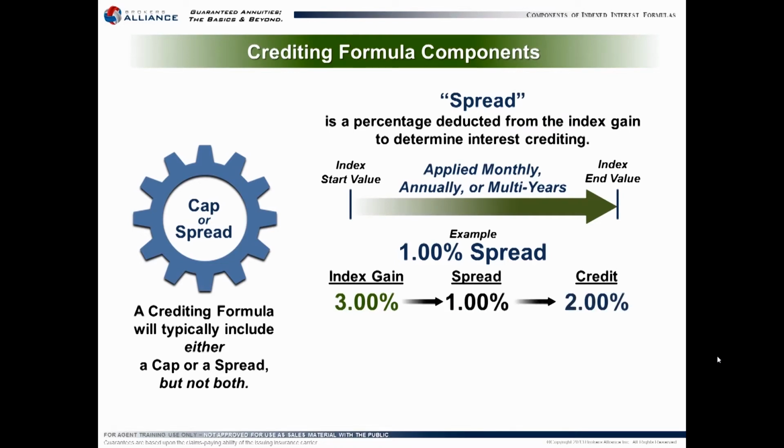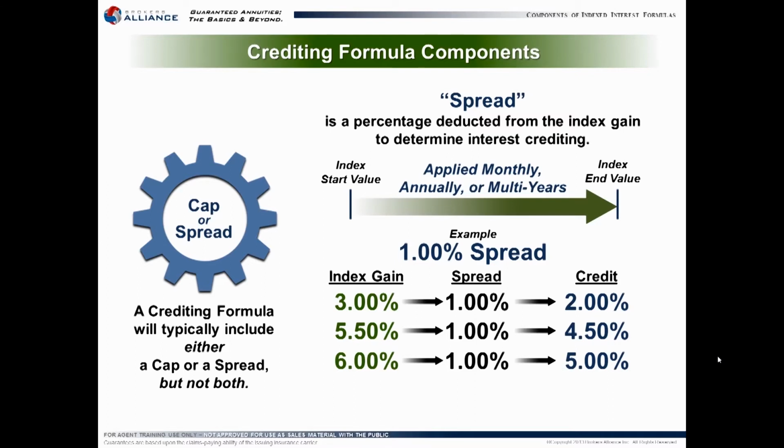Now let's assume we have a 100% participation rate. So if the index gains 3% and I have a 1% spread, I'm going to deduct 1% from that 3% gain, so the interest crediting would be 2%. And again, we can take this example again. If the index returned 5.5%, but my spread is 1%, then the crediting will be 4.5%. And again, a 6% index gain on a 1% spread, the account value is credited with 5%.